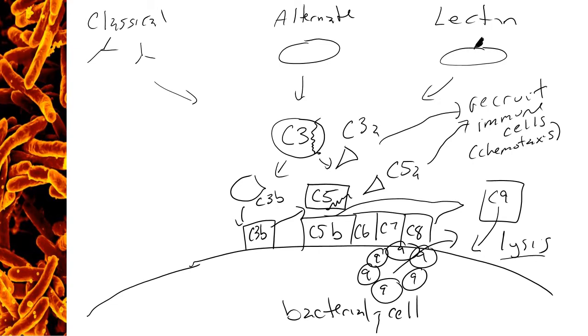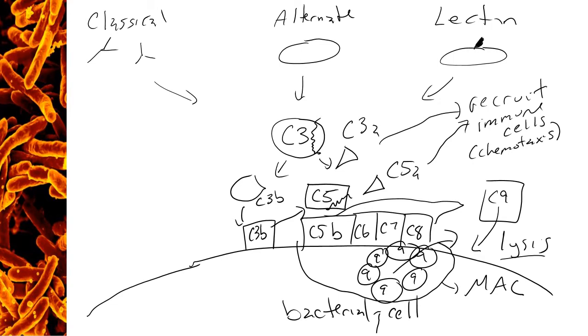leading to lysis of the cell, which is why this entire complex, so your C5b, 6, 7, 8, and then all of your C9, is called the MAC, or the membrane attack complex, because this is what's physically poking holes in that membrane, which leads to lysis of the cell.